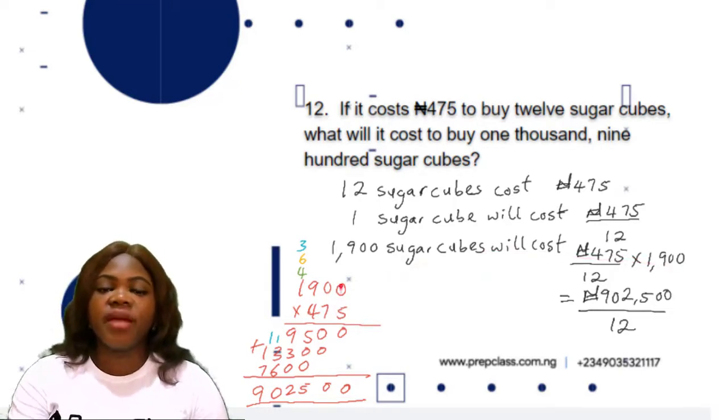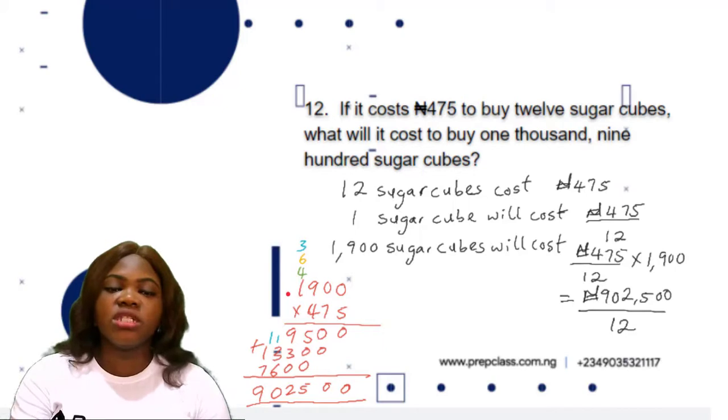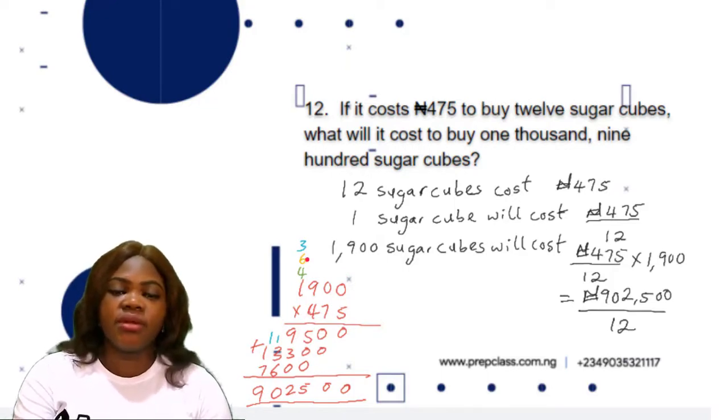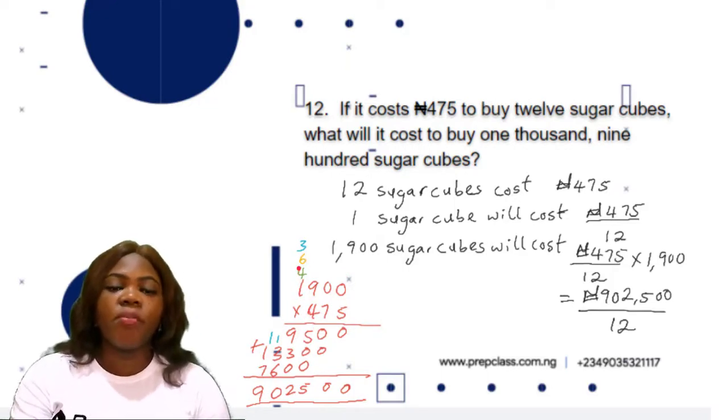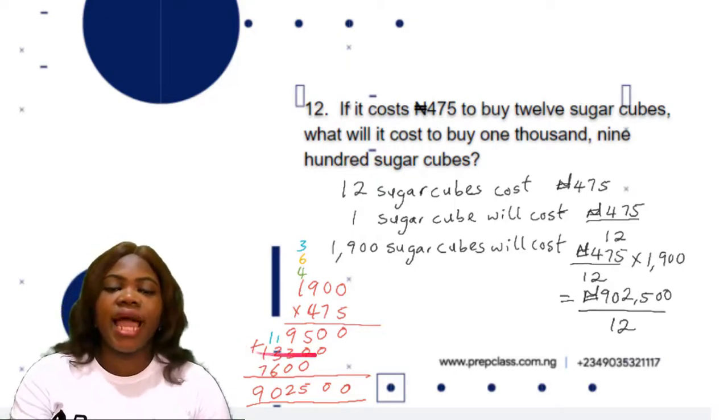Okay, so 5 times 0 is 0, 5 times 0 is 0, 5 times 9 is 45, so write 5, carry 4, 5 times 1 is 5, 5 plus 4 is 9, then 7 times 0 is 0, 7 times 0 is 0, 7 times 9 is 63, so write 3, carry 6, 7 times 1 is 7, 7 plus 6 is 13, then 4 times 0 is 0, 4 times 0 is 0, 4 times 9 is 36, so write 6, carry 3, 4 times 1 is 4, 4 plus 3 is 7. So we have 7,600. Okay, so we can add this together now.